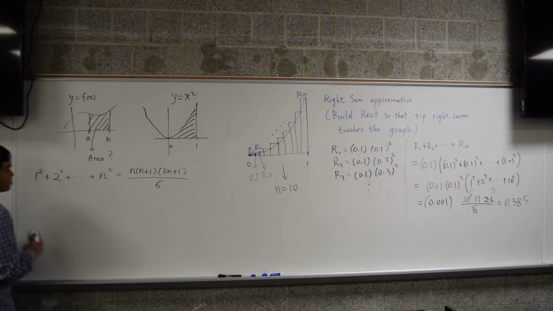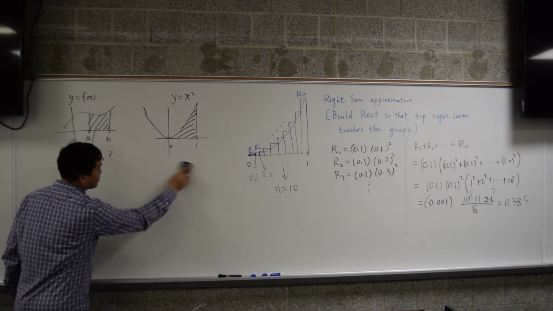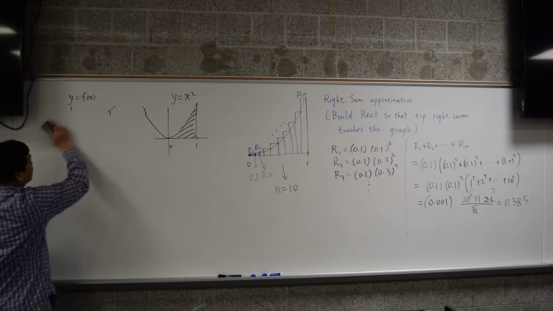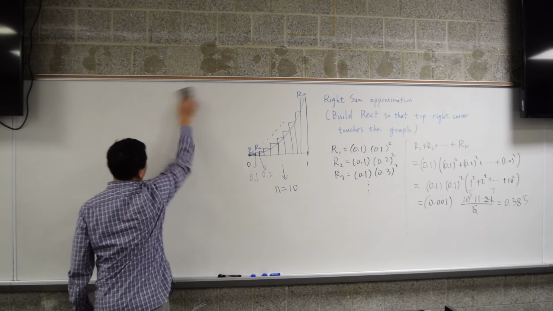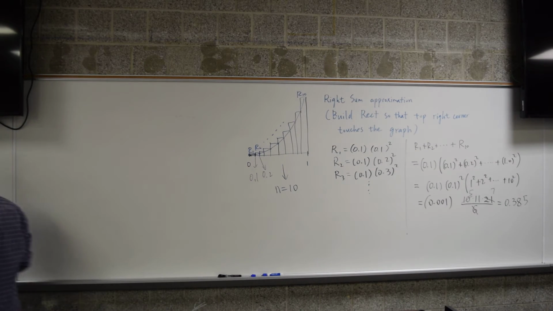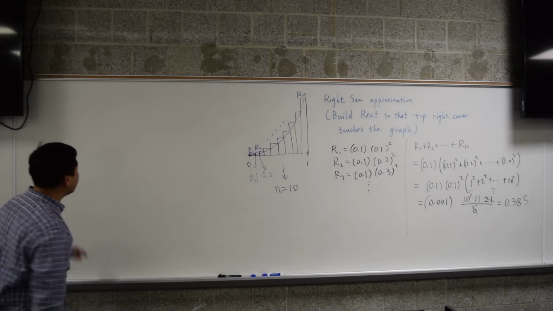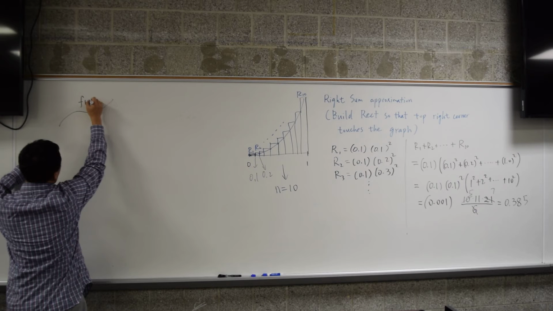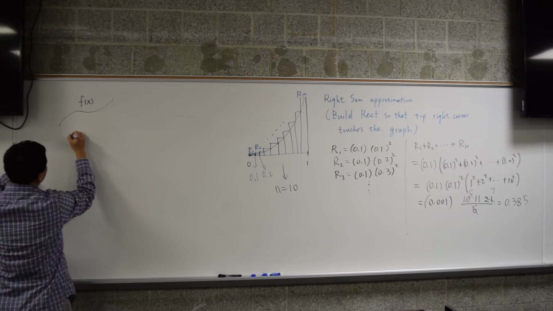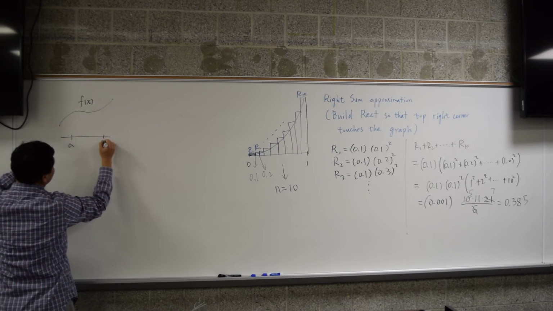Now I'll just erase this if you're not interested. I'll erase this one too. Let's try to come up with a general formula for a right sum. Okay. So what is the right sum in general? Suppose you have a function f of x, and you have the interval a to b.